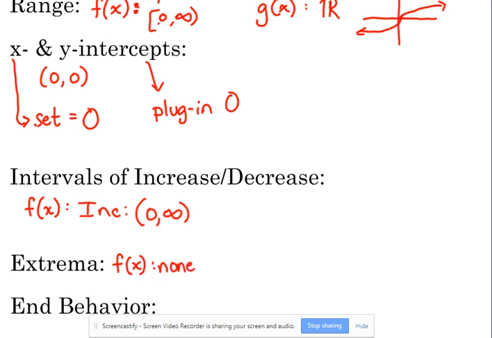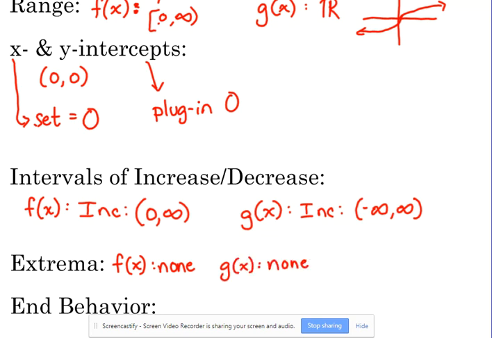For the cube root function, what is it doing from left to right? It's still increasing. It never changes. It is always increasing, but for this one, we put from negative infinity to positive infinity because that's its domain. So it also has no extrema because there's no change.